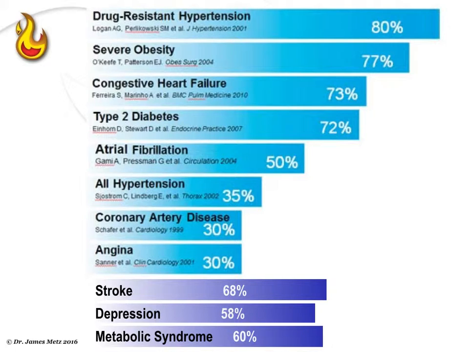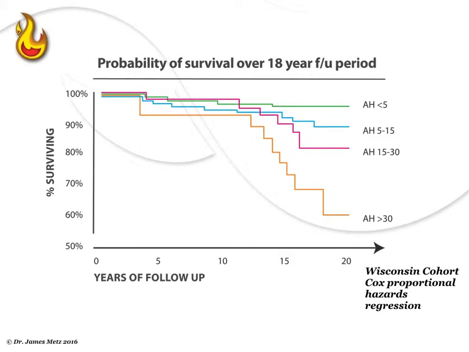I show this to patients all the time, from congestive heart failure to severe obesity, drug-resistant hypertension. That means they need at least 2 drugs to maintain. Atrial fib is a big one. Stroke, depression, metabolic stress syndrome we've already talked about. And then the last one is the Wisconsin cohort study. This is men 30 to 60 years old, men and women, over an 18-year period of time.